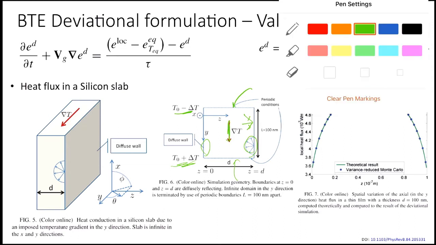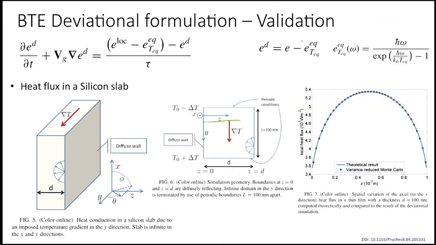So now what they're doing is they are plotting the flux along this direction, along this thickness d. So this is our 0, this is our, let's say, d, which is 100 nanometers, 0 and 1, and they're plotting flux along that direction. Of course the flux would be maximum in the center. And if you look at the Monte Carlo solution versus the theoretical result, again for the heat flux it matches quite well. So basically this deviational algorithm works quite well.